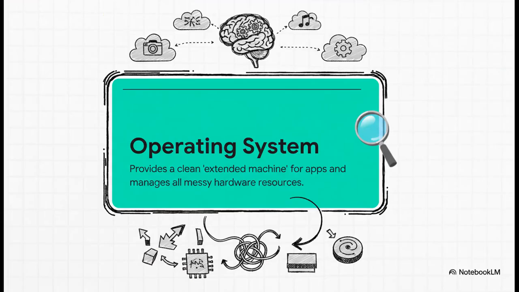So the best way to think about your OS is as the computer's unseen boss. And this boss, well, it basically has two main responsibilities. First, it creates this nice, clean, simplified version of the computer for all your apps to run on. And second, it's the one that has to deal with all the messy, complicated hardware, the processor, the memory, the storage, so your apps don't have to.